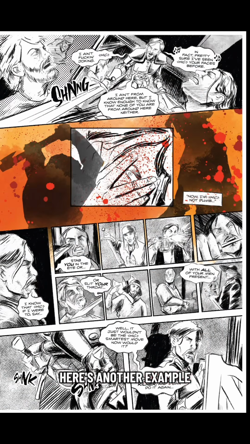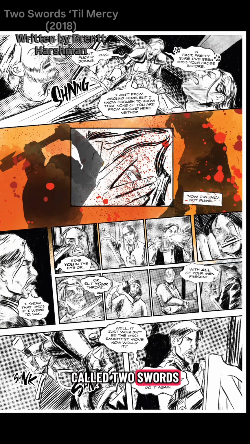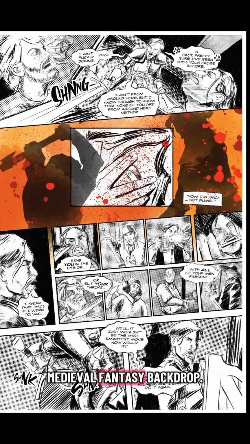Here's another example from very early on in my comics career from a book you've never heard of and unfortunately will never read called Two Swords Till Mercy, which is essentially a spaghetti western framed against a medieval fantasy backdrop. This page presents us with the classic saloon scene when the flawed protagonist walks into the saloon, or tavern in this case. As the writer had framed it, this page had 7 panels total. By the time I finished with it, it had 14.